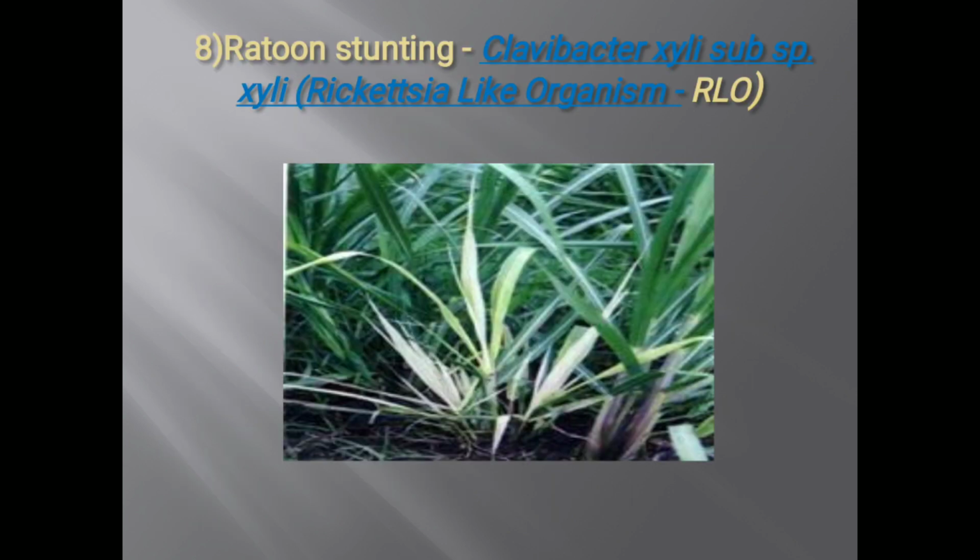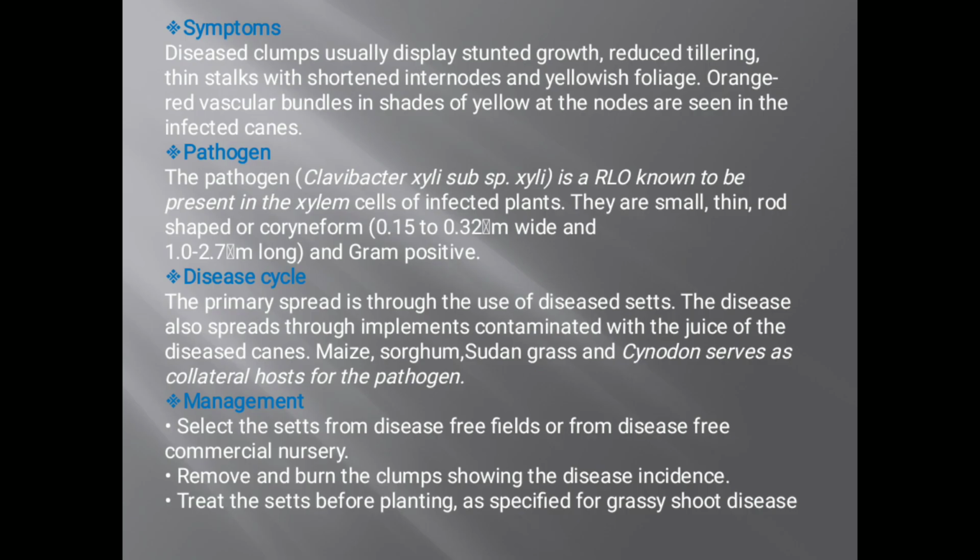Last one, that is ratoon stunting disease, caused by Clavibacter xyli subspecies xyli, a rickettsia-like organism, that is RLO. Symptoms: diseased clumps usually display stunted growth, reduced tillering, thin stalks and shortened internodes, yellowish foliage, and orange red vascular bundles, with shades of yellow at the nodes seen in the infected canes. The pathogen, Clavibacter xyli, is present in the xylem cells of the infected plants. They are small, thin, rod shaped, coryneform, 0.15 to 0.32 micrometer wide and gram positive.